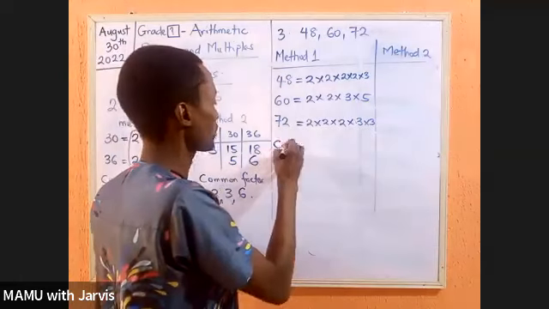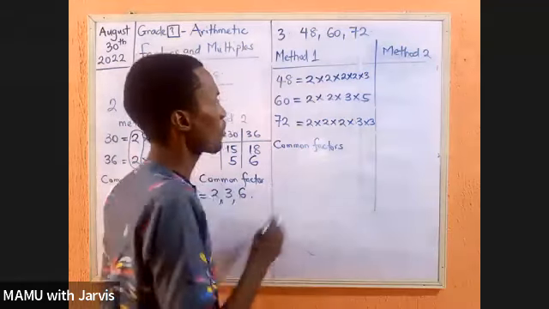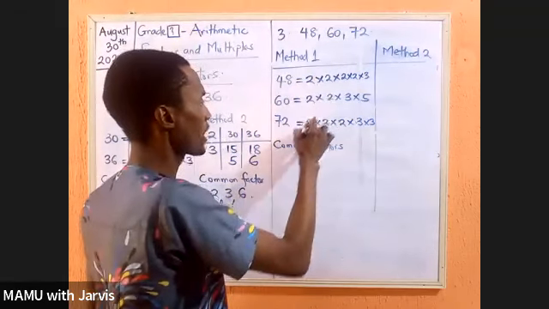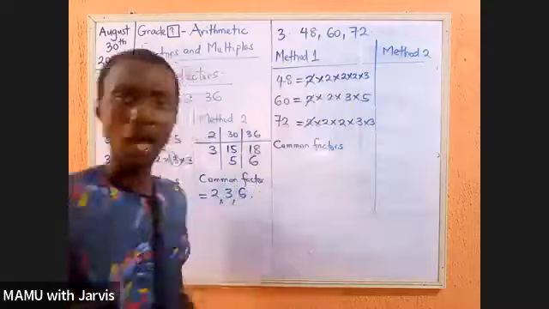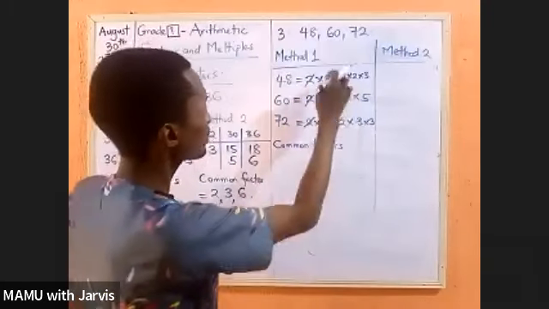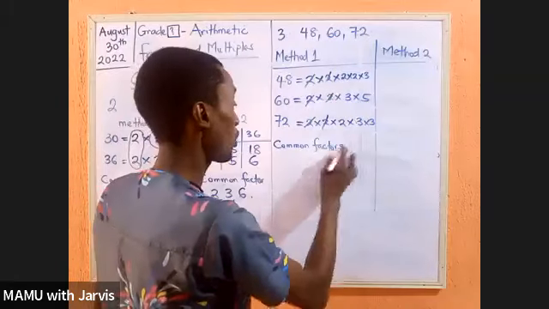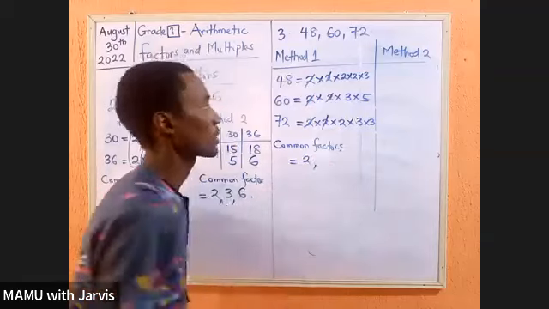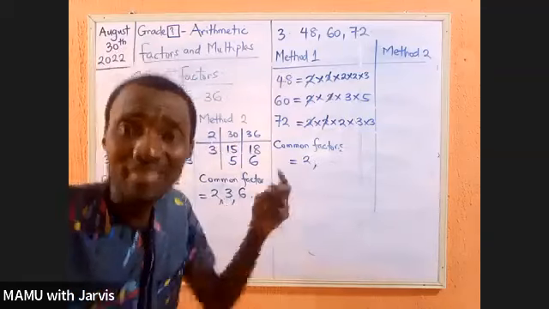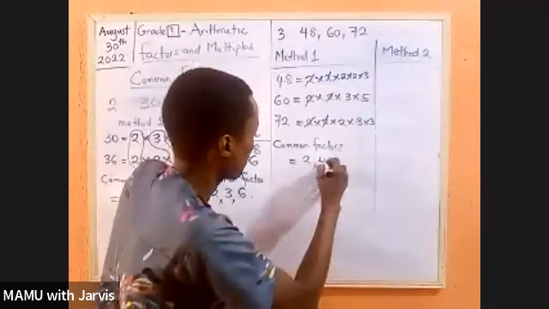So common factors. I'm seeing 2, 2, 2. So I could cancel. I'm saying 2, 2 all the way. Fine. I check. Can I see another 2? Yes, I can see 2, 2, 2 again. So common factor will be what? 2. I've seen 2 twice. That will be 4. 2 times 2 is 4. So I'll put 4.